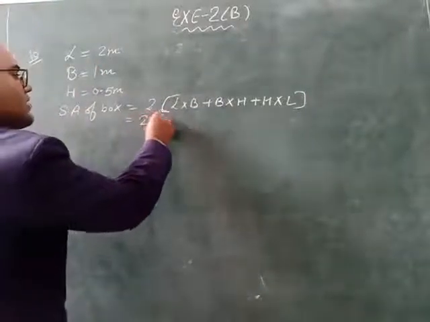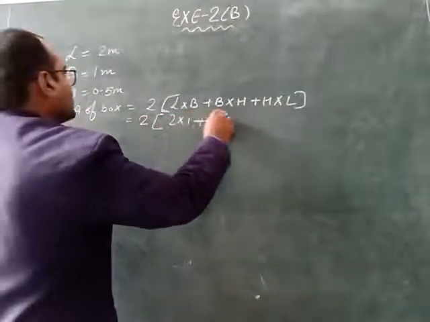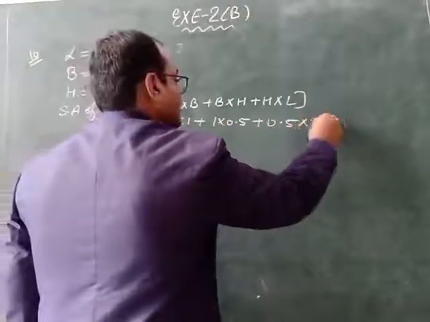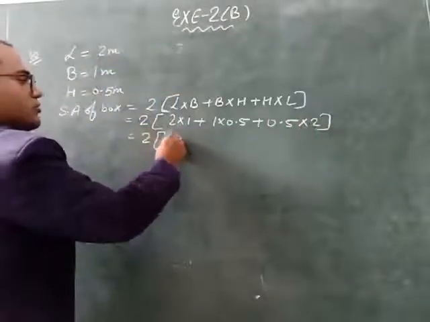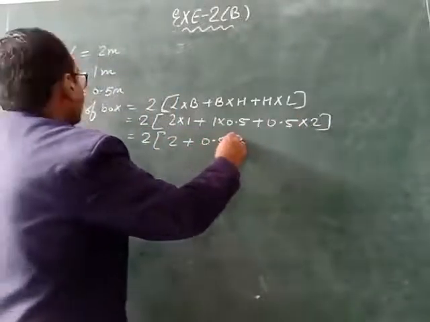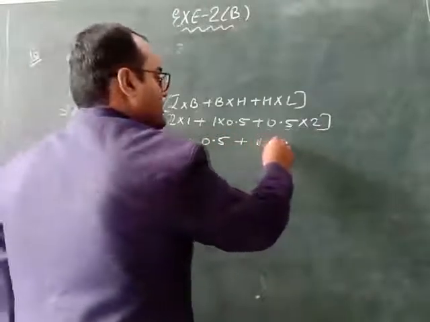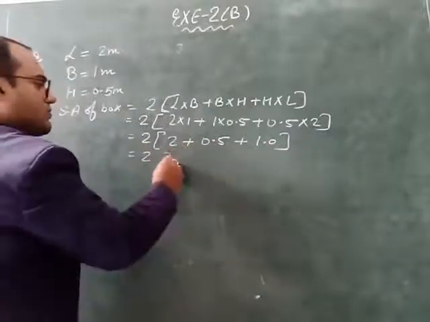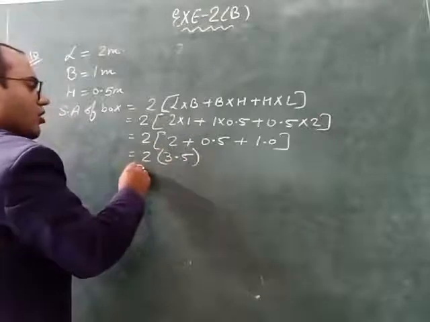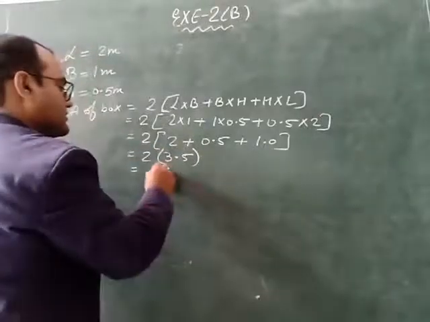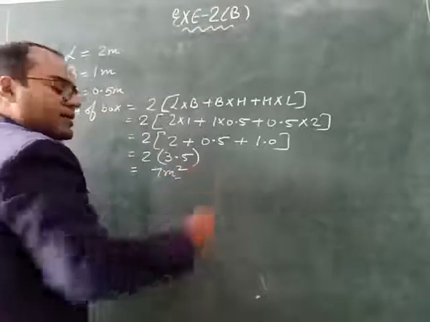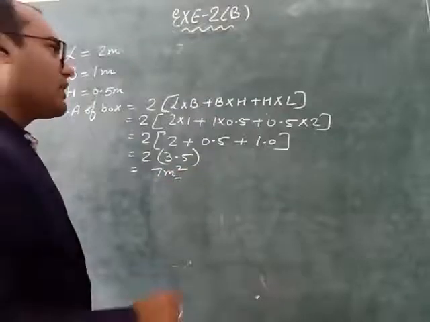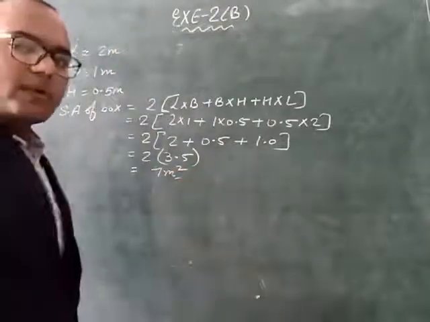Now on putting the values: 2 into 1 plus 1 into 0.5 plus 0.5 into 2. 2 into 2 plus 0.5 plus 1.0. On adding these three numbers, we will get 3.5 inside the bracket. On multiplying these two, we will get 7 meter square. Why meter square? Because this is the area. So area means power 2 we have to take, and unit is meter. So that's why we are writing meter square.